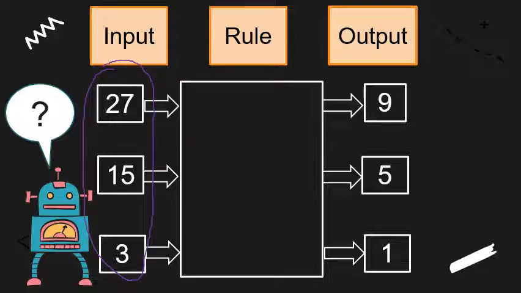Yeah, and it's not in the table, but it's thinking about what's the relationship between this input number, which is 27, and this output number, which is 9. So 27 and 9, 15 and 5, and 3 and 1. So they're all going to have the same rule applied to them, these input numbers, to get the output number.